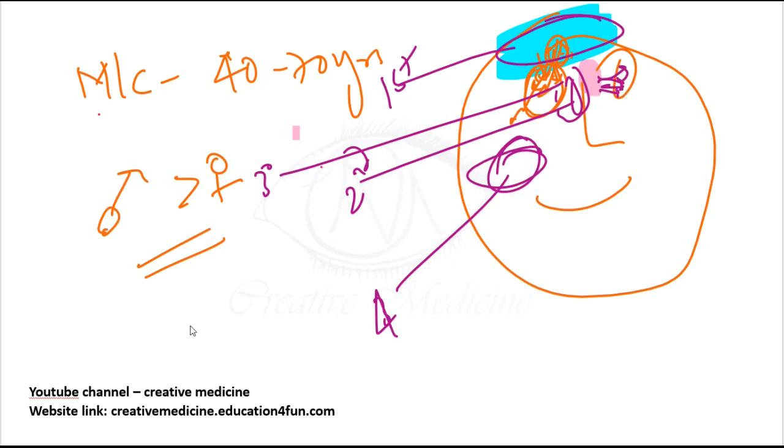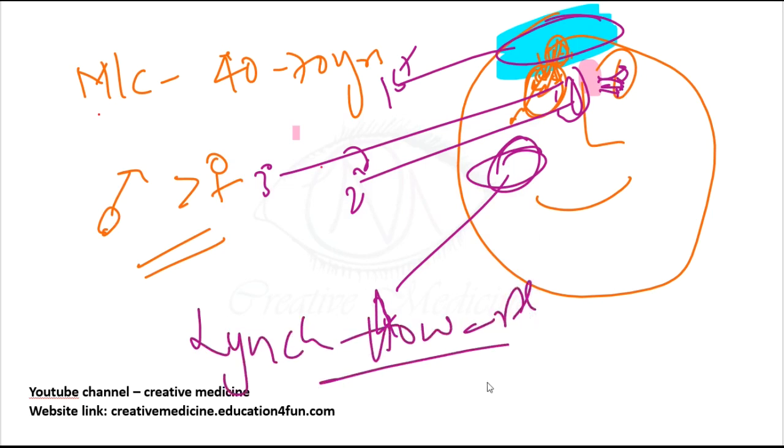Okay, so what is the treatment of chronic mucocele? The Lynch-Howarth operation is done for mucocele. In the Lynch-Howarth incision, you do a radical frontoethmoidectomy.